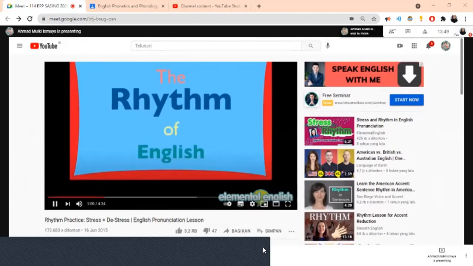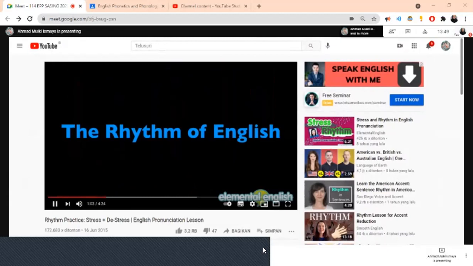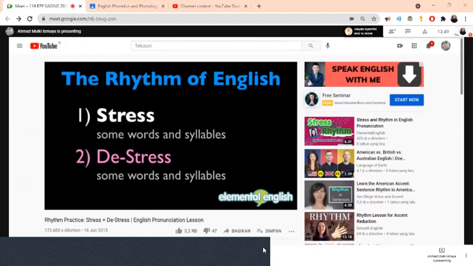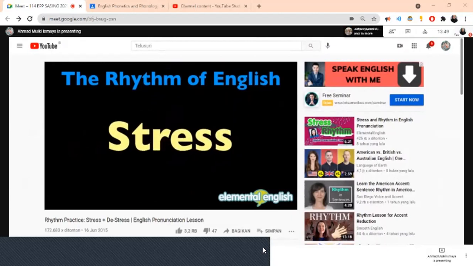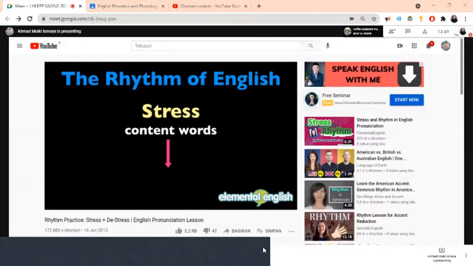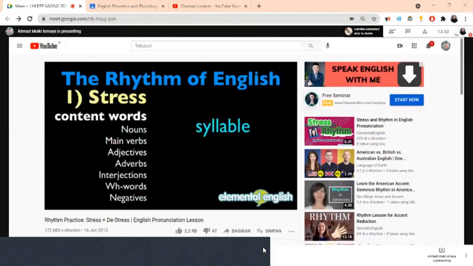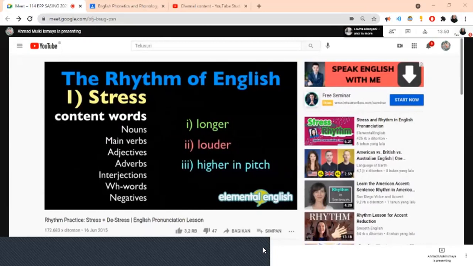The rhythm of English. The rhythm of English is created by stressing some words and de-stressing others. First, we stress content words, which carry meaning in a sentence. These include nouns, main verbs, adjectives, adverbs, interjections, WH words, and negatives. Stress means we say a syllable or word longer, louder, and higher in pitch.